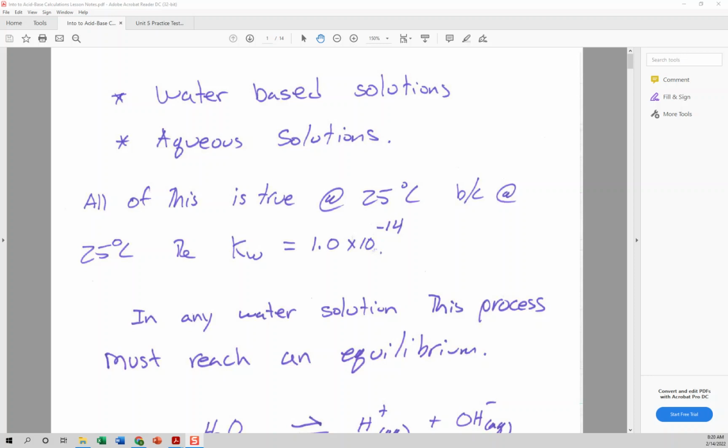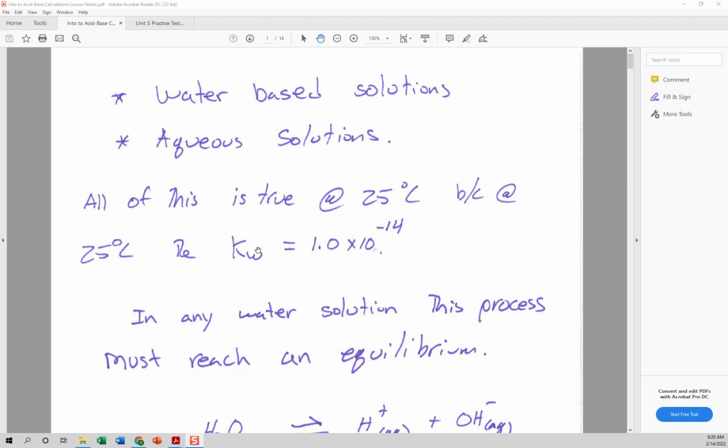Okay, so let's understand: water is always at equilibrium with itself. What does that really mean? Any water-based solution, any aqueous solution, this thing is true: Kw equals 1 times 10 to the negative 14. All of this stuff that we're about to go over is true when we're at 25 degrees Celsius. So Kw is 1 times 10 to the negative 14 at 25 degrees Celsius.